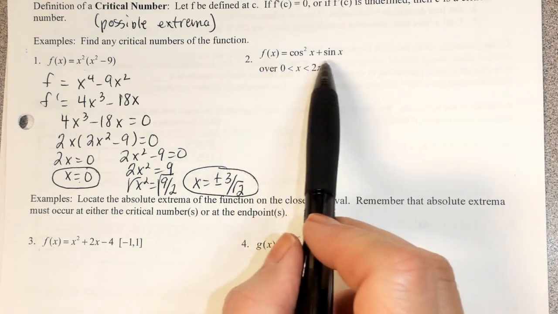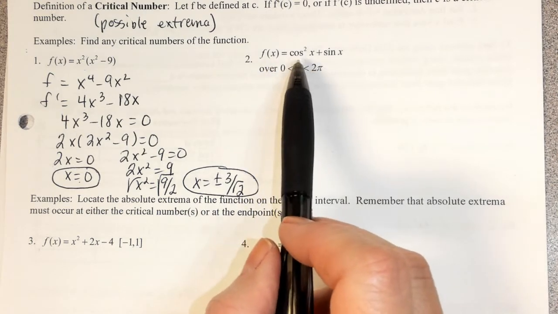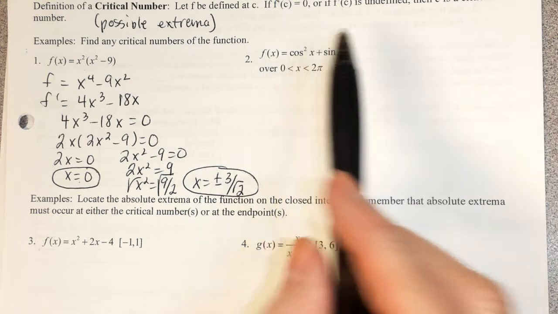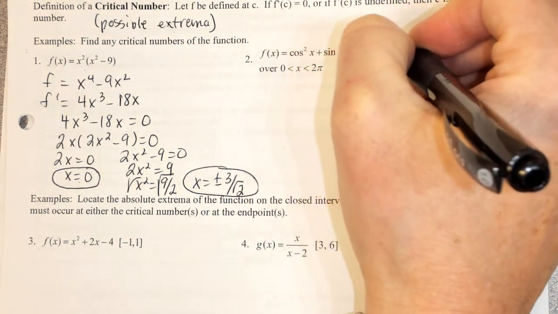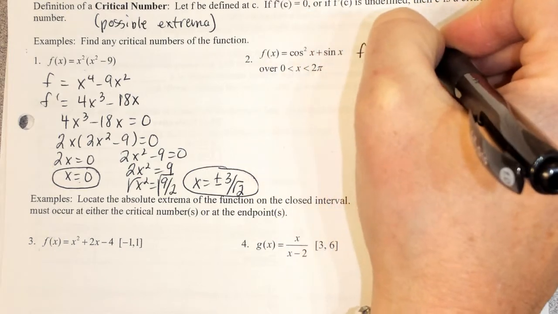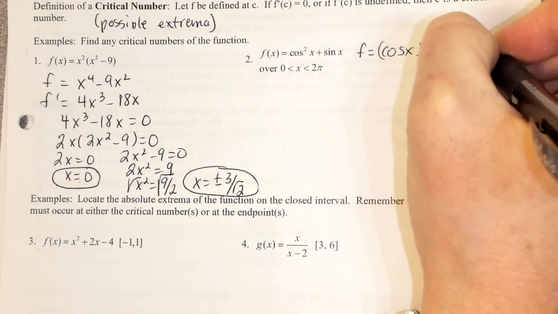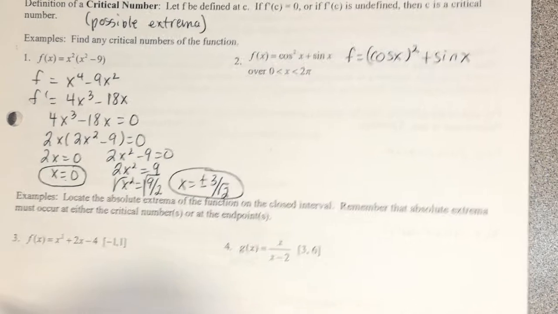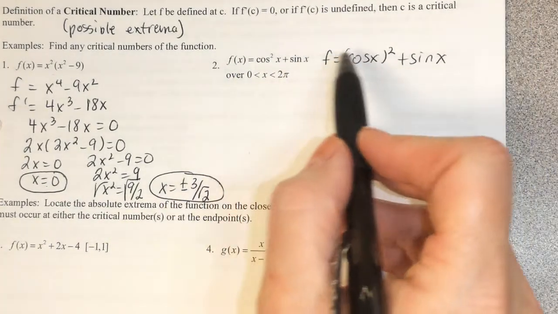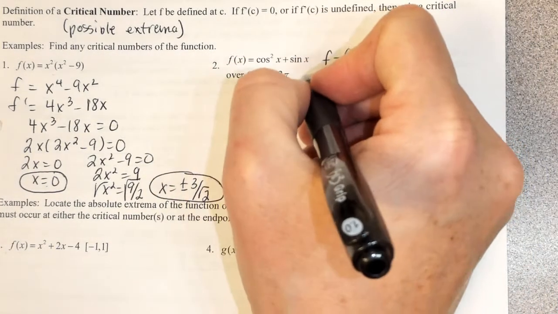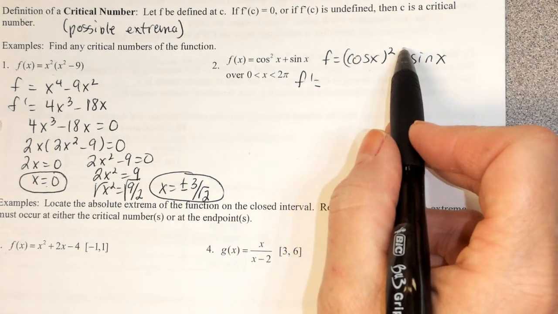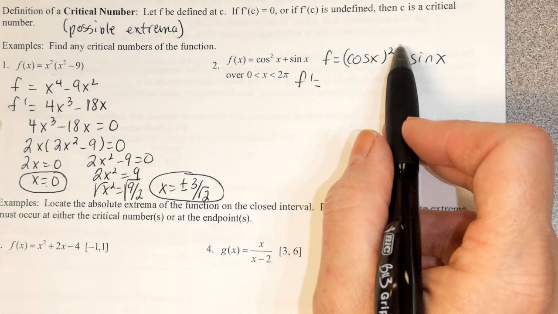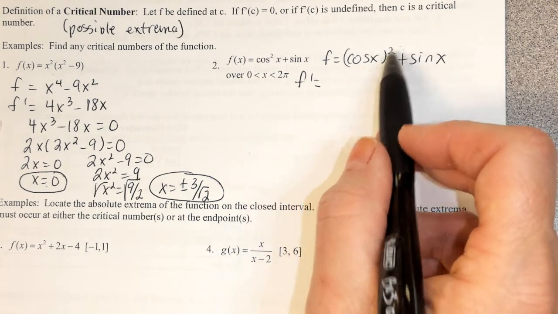Okay, for number 2, now we have a trig function. We're trying to find any critical numbers. So I have to think of this function as the cosine of x squared plus sine x. We have to think of it that way. So let's go ahead and take this derivative. We have to think of this as u squared. U squared. So Jill, what's the derivative of u squared?